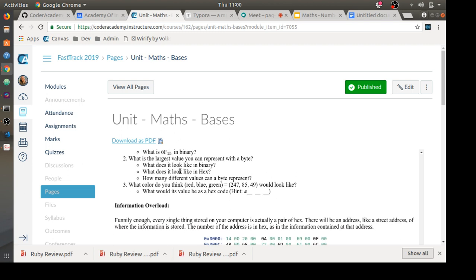Okay, and then there's some questions like, what's the largest value you can represent with a byte? So a byte, how many digits in a byte? A byte has 8 binary digits, or 2 hex. Maybe. I don't know.